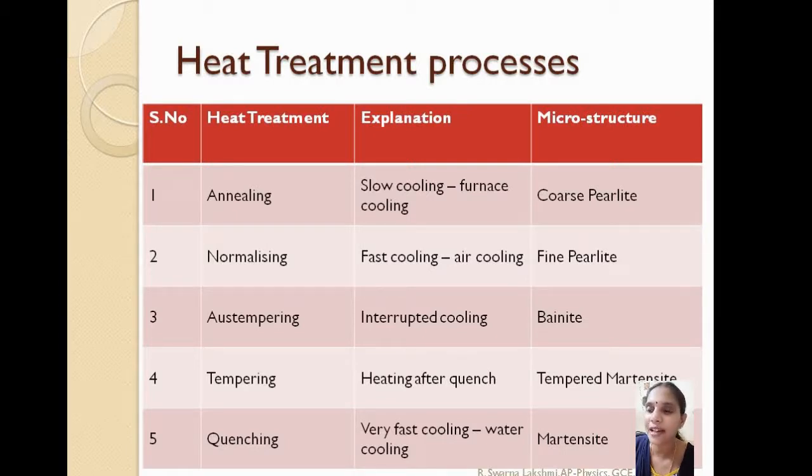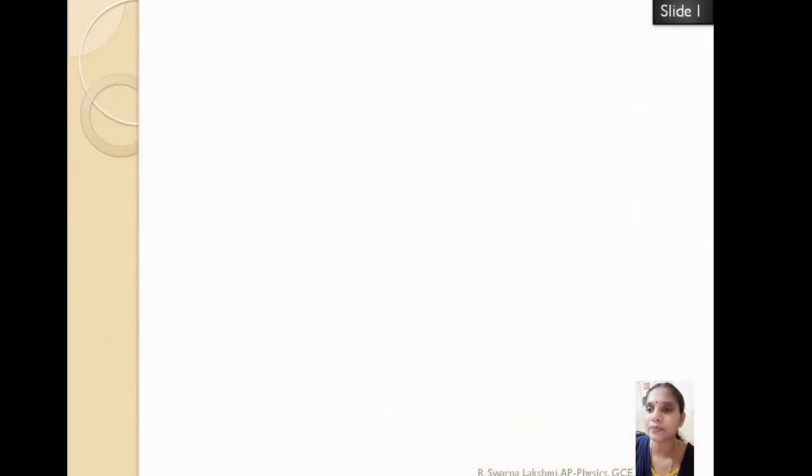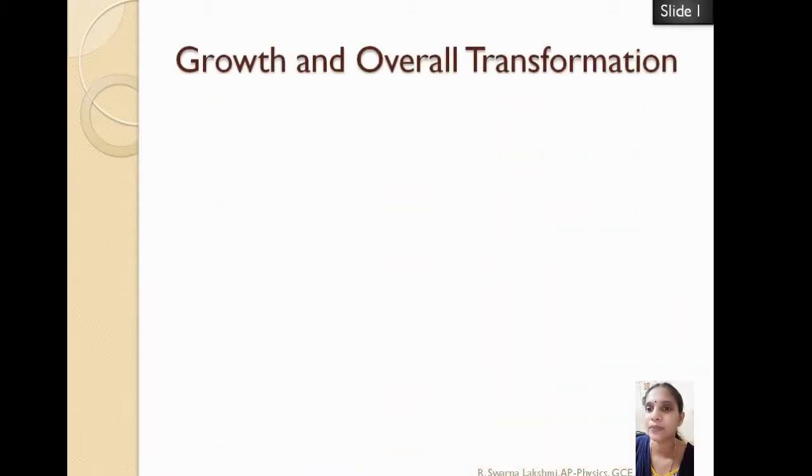These are the 5 different heat treatment processes that can be carried out in a eutectoid steel to attain various microstructures. Let us look into the growth and nucleation kinetics and the overall transformation.